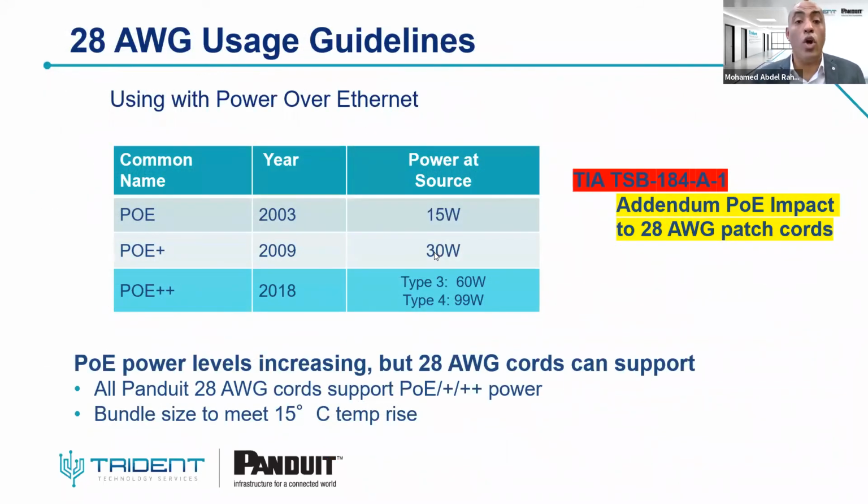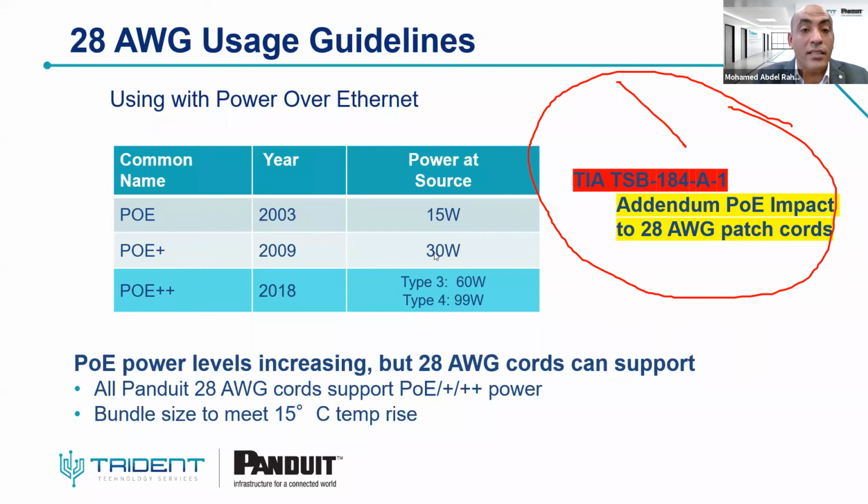A 28 AWG patch cord can also support PoE++, but you need to consider that this cable, with a smaller conductor size, can be heated more than 23 AWG. So the recommendation when you are bundling this cable is that the maximum bundle can be 24 cables or patch cords. This is also the recommendation in the TSB. TIA has another guidance, called TSB-184-A-1, which is related to the PoE impact when you are using 28 AWG patch cords.